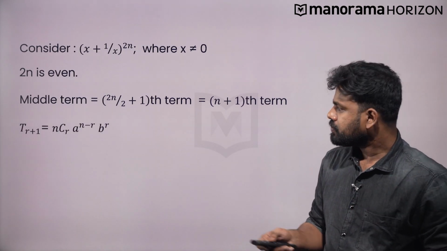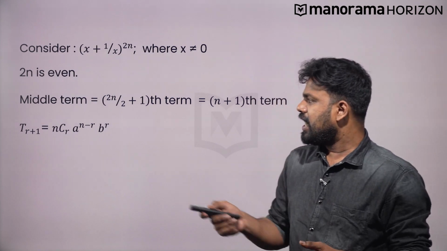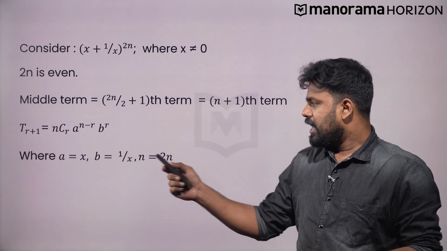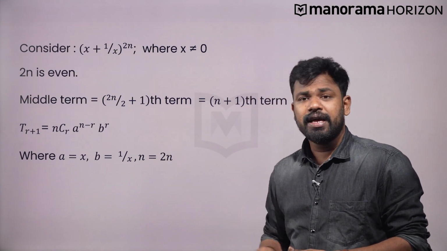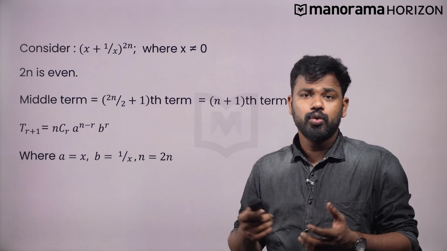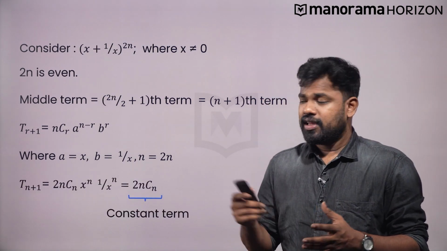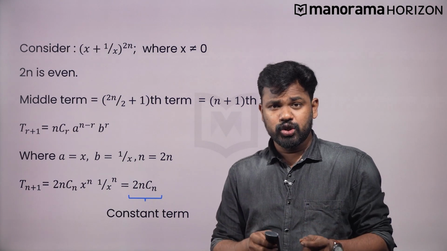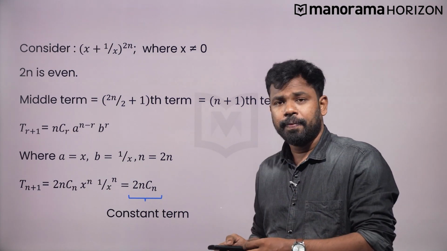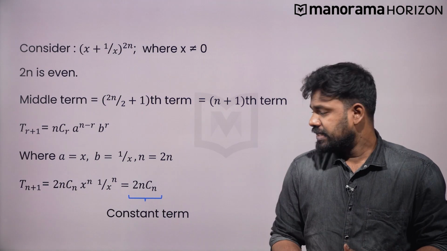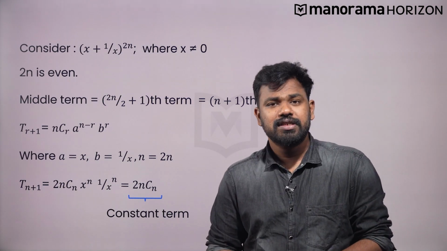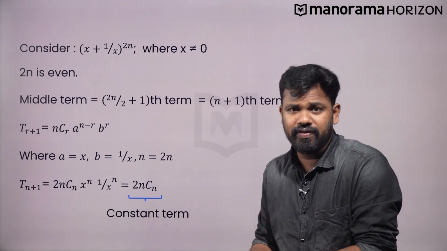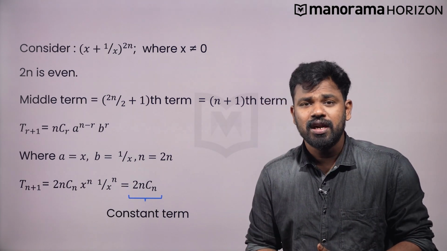So the middle term will be the (2n by 2 plus 1)th term, that will be the (n plus 1)th term. And the general term formula is T(r plus 1) is nCr a raised to n minus r, b raised to r. Here a is equal to x, b is equal to 1 by x, and n is equal to 2n, and T(n plus 1) will be 2nCn x raised to n into (1 by x) raised to n, and that is nothing but 2nCn, which is a constant term. So the middle term we found has a specialty: it does not have any variables, it is simply a constant term.